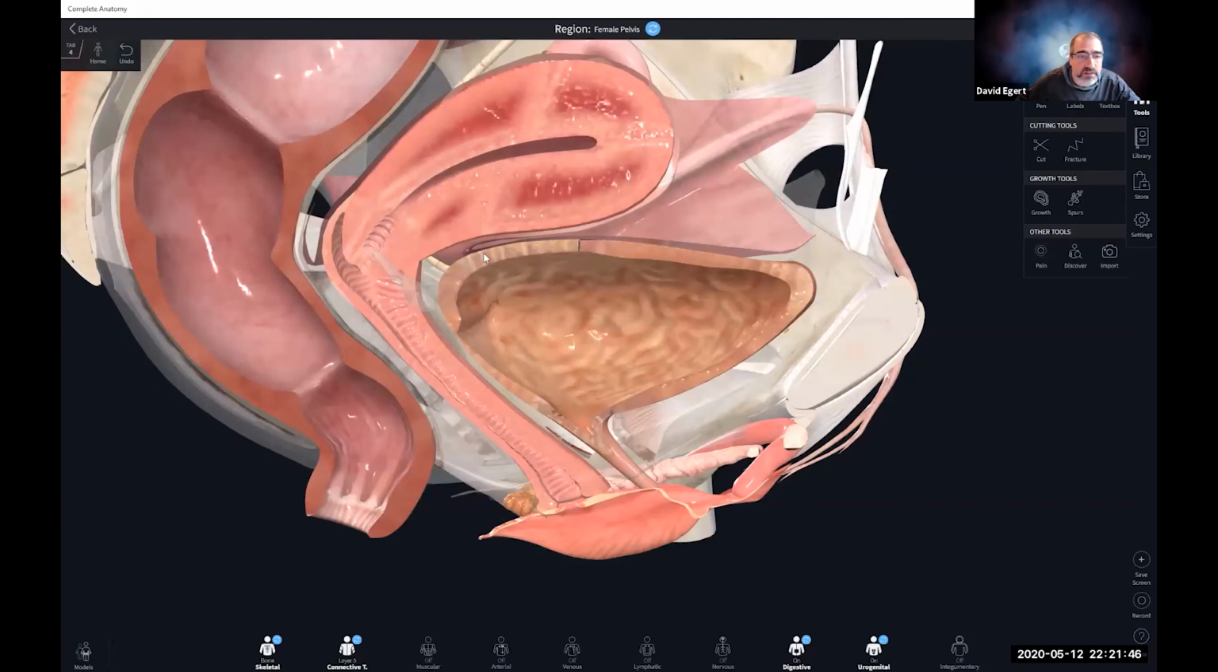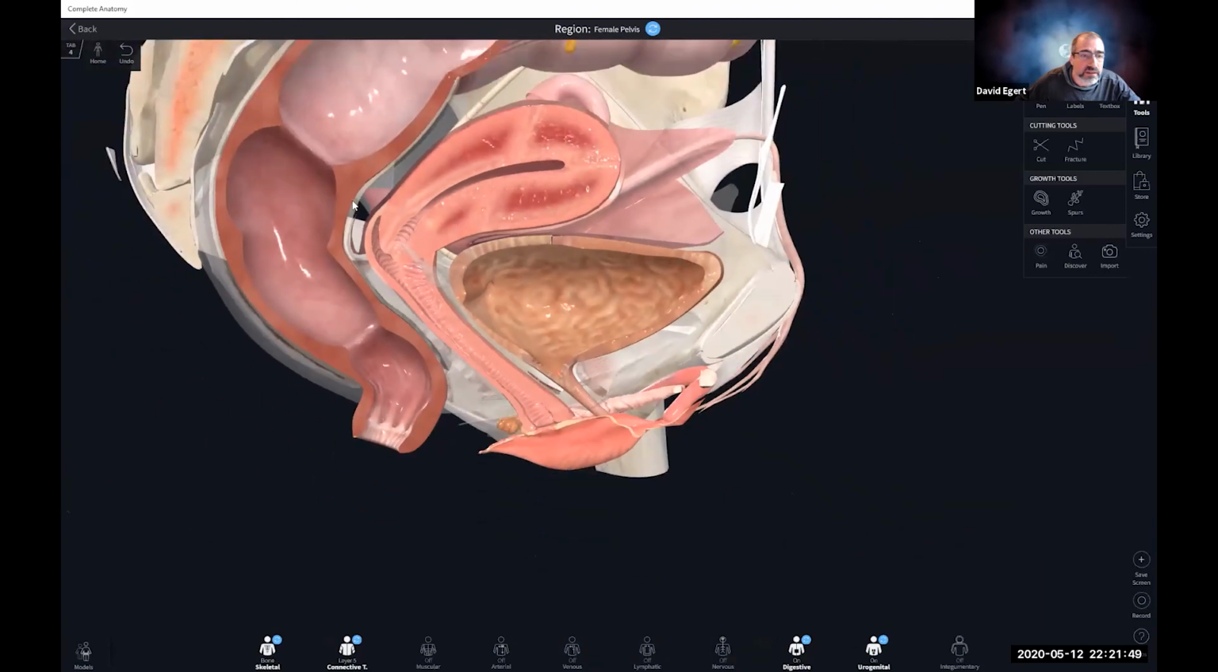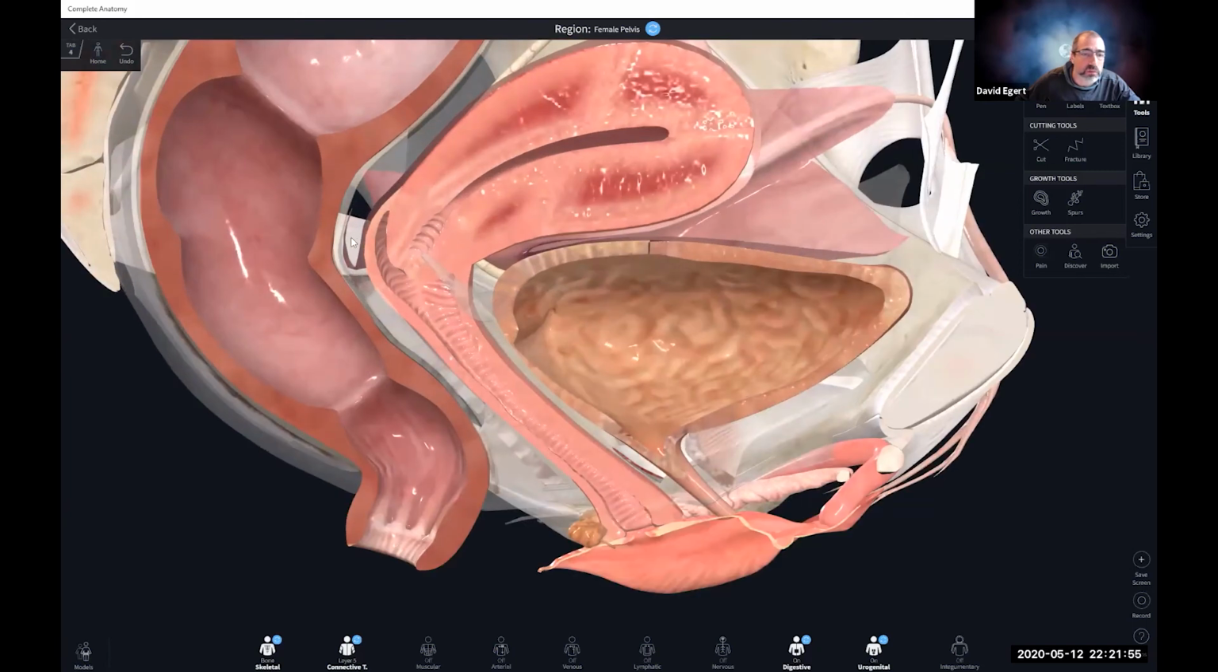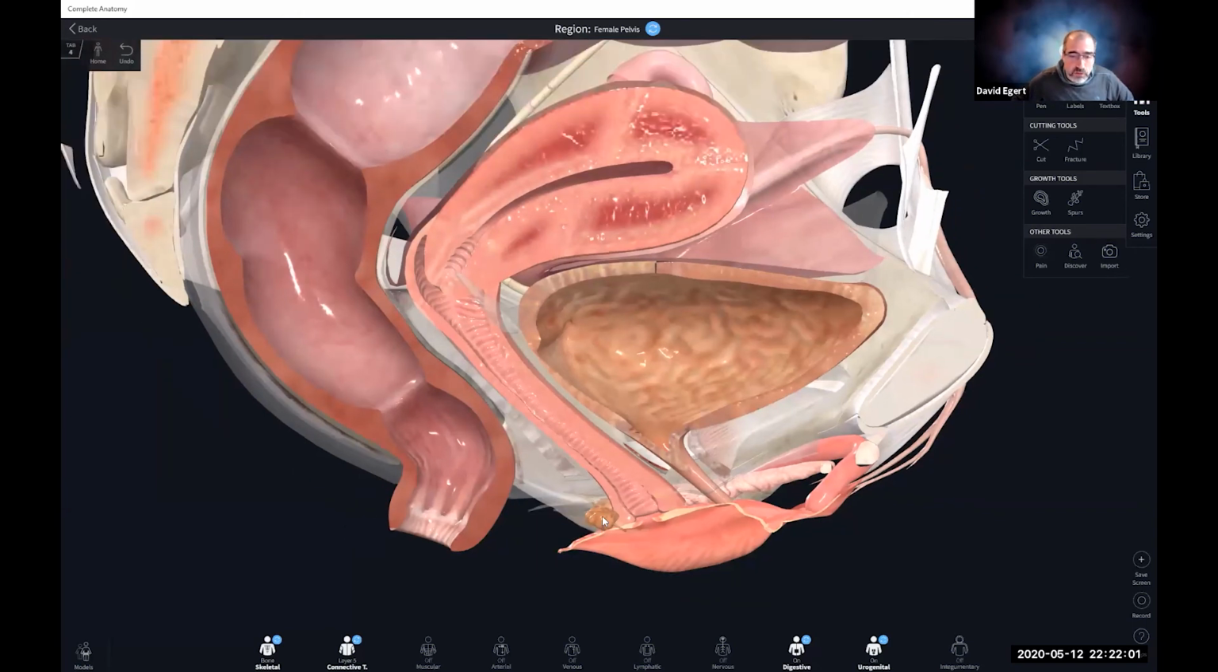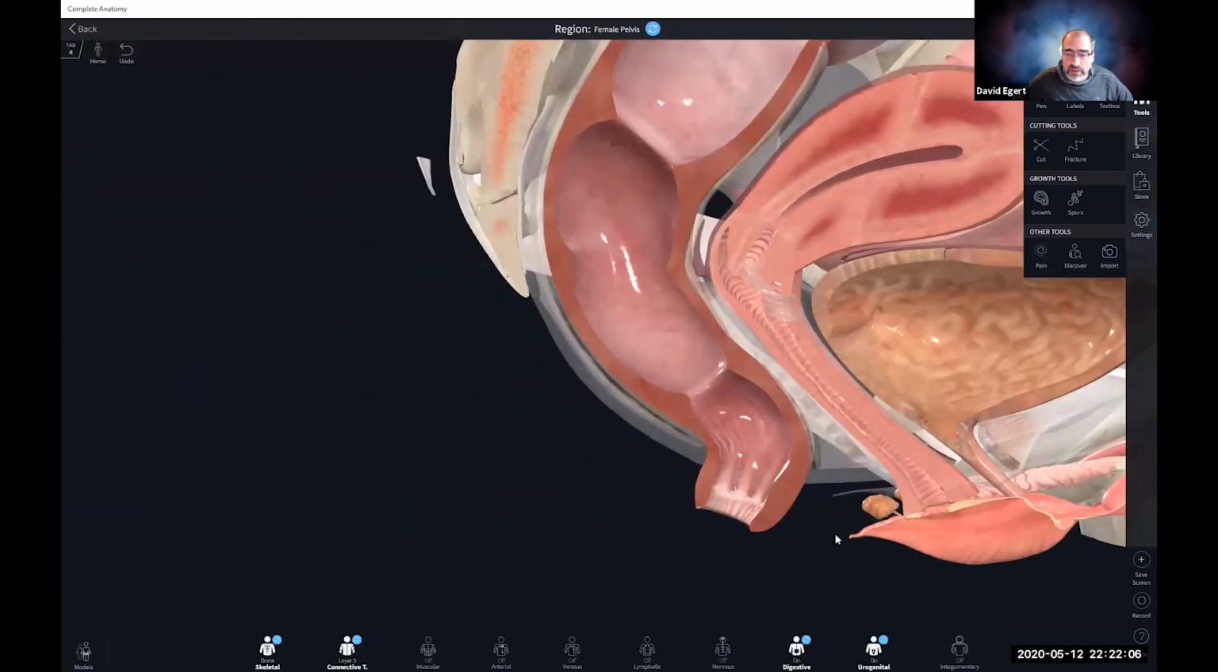And here you can see right back here, this is that pouch of Douglas, the rectouterine pouch, kind of right between the bladder, the uterus and the rectum. Here's a little Bartholin gland feeding in right near the entrance of the vaginal canal.